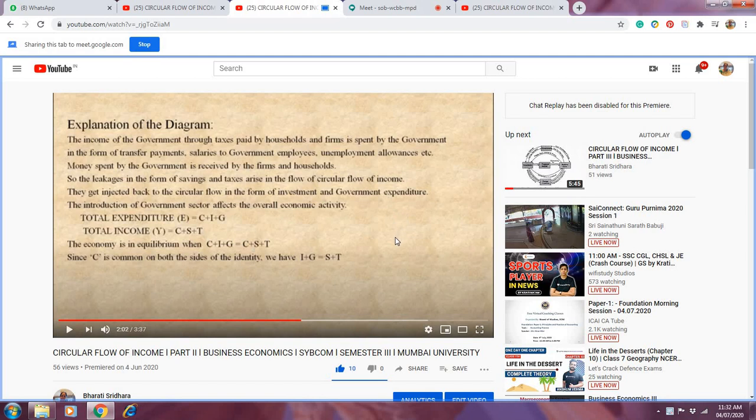So now what you have to understand is that the introduction of government is affecting the overall economy in this way. The total expenditure is E equal to C plus I plus G. C stands for consumption expenditure, I stands for investment expenditure, and G stands for government expenditure. And total income is C plus S plus T. C is consumption, S is saving, and T is tax. So the economy comes to equilibrium when C plus I plus G is equal to C plus S plus T. Here C is common. So when we say that there is an equilibrium, I plus G is equal to S plus T. This is what you have to understand in the three-sector economy.